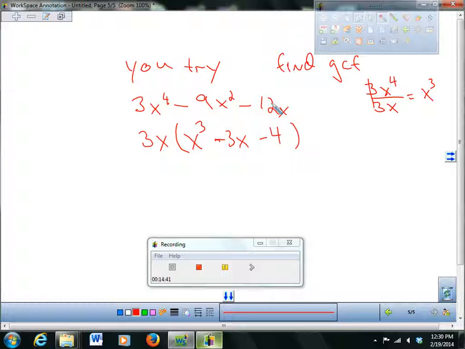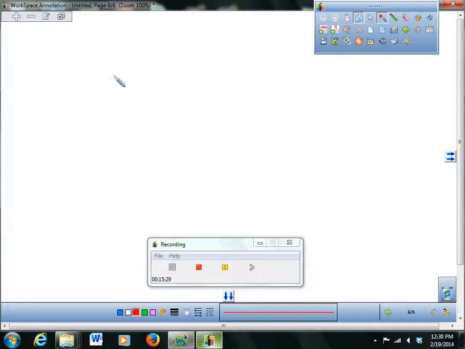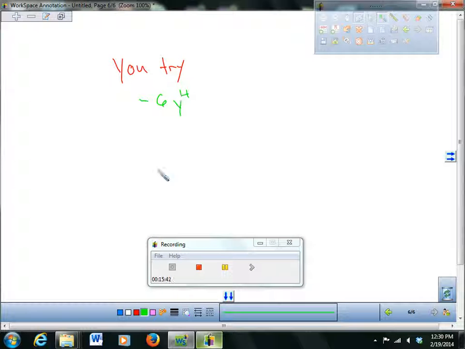So let's do one more. You try. Okay? Another you try. I'm going to make this color. Let's change to green. Minus 6y to the fourth. Minus 18y cubed. Minus 12y squared.